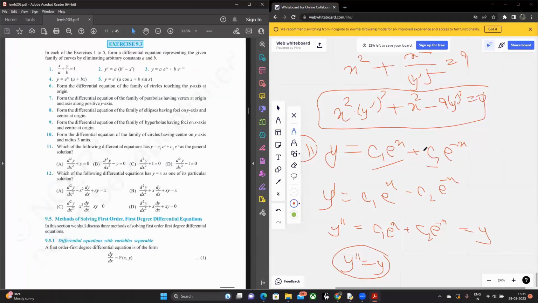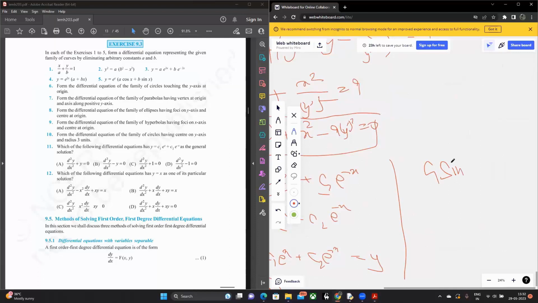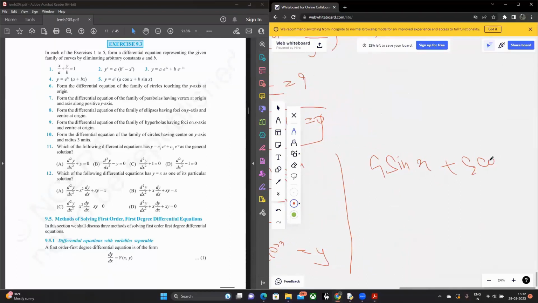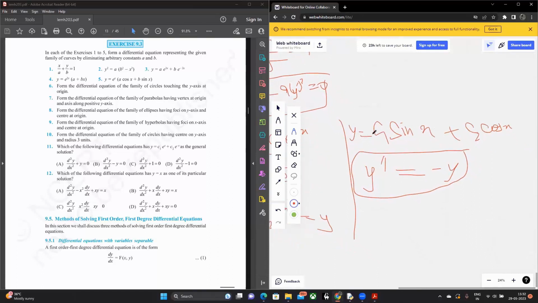If you had, instead of c1 e power x plus c2 e power minus x, something like c1 sin x plus c2 cos x, right? Then this will give you y double dash equals minus y as a differential equation. Because when you differentiate once, you get a cos x minus b sin x, and then differentiate twice, you get minus a sin x minus b cos x, which is basically minus y. So you will arrive at the differential equation y double dash equals minus y. This form is for this, right?